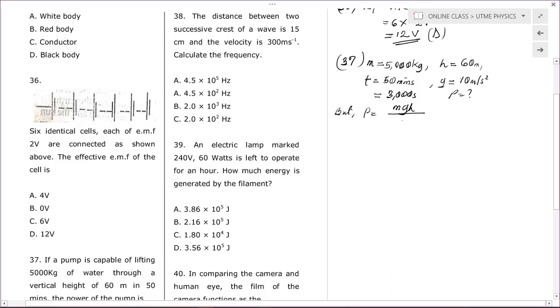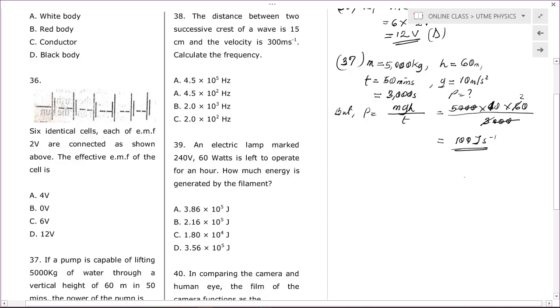The power is energy over time, and that will give us 5,000 times 10 times 60, where g is 10, h is 60, all divided by 3,000. 1,000 cancels 1,000. 3 here is 1, 3 here is 2. From our calculation here, we have 2 times 5 times 10, that's 100 joules per second.